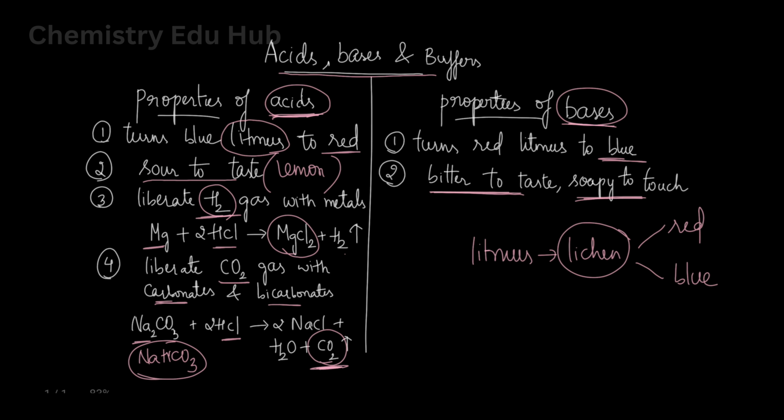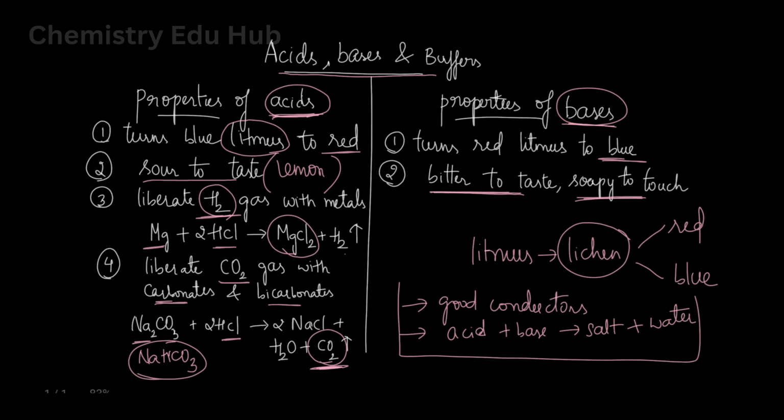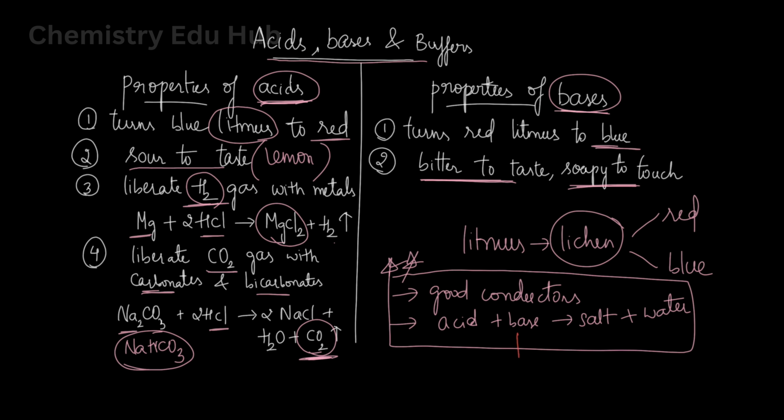carbon dioxide. And the most common points that you see between acids and bases is that both of them are good conductors of electricity because they have ions in them. And whenever acid and base combine with each other, they give salt and water. So these two are the most common points between acids and bases. The reaction of an acid with a base to form salt and water is called a neutralization reaction.